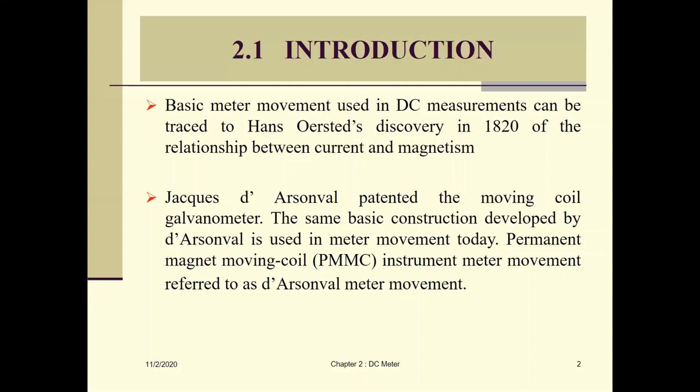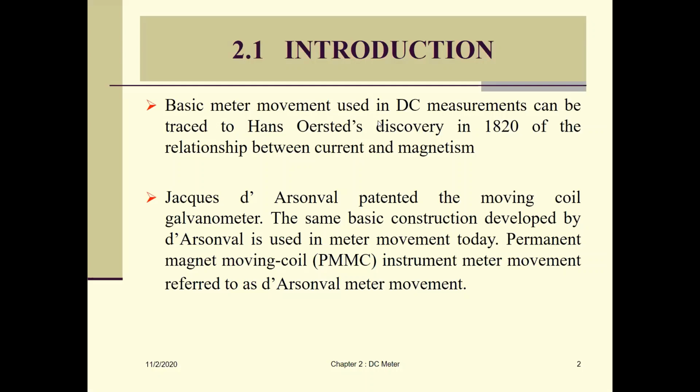Or sometimes we can refer to the thumb rule. The thumb will be our current flow, and the other fingers will be our magnetic field. For example, if the current flows like this, from here to here, then our magnetic field will follow the other fingers. That is what we call the thumb rule. The left is for the motor, and the right is for the generator.